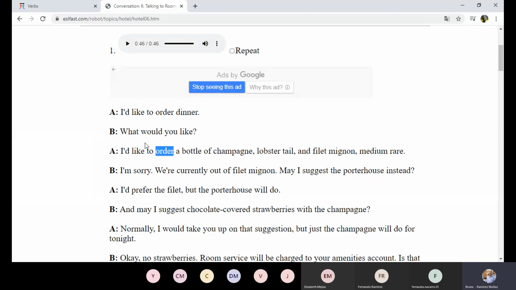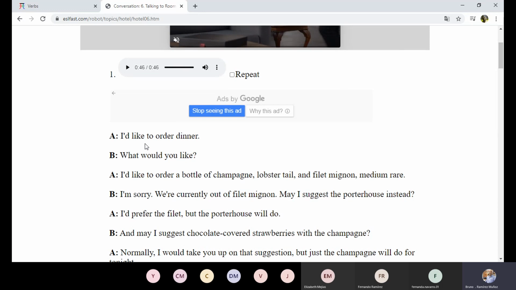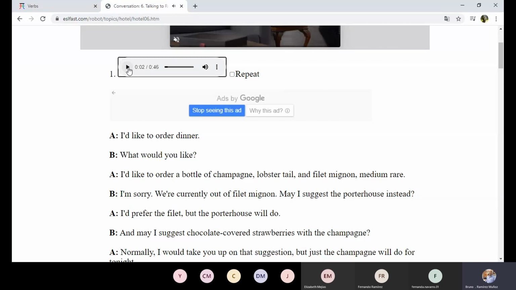Let me ask you one question. Let's suppose that this is an evaluation. Maybe not the next ongoing assessment, the next quiz that we're going to have next week, but the one that we're going to have during the so-called assessment week. Let's suppose that I play this for you: I'd like to order dinner. One more time. I'd like to order dinner.